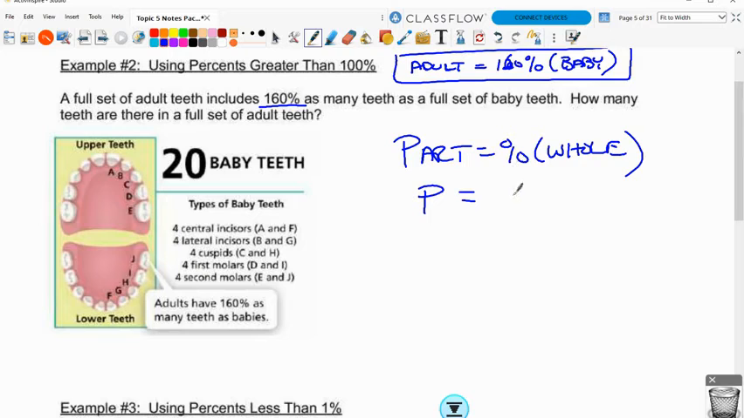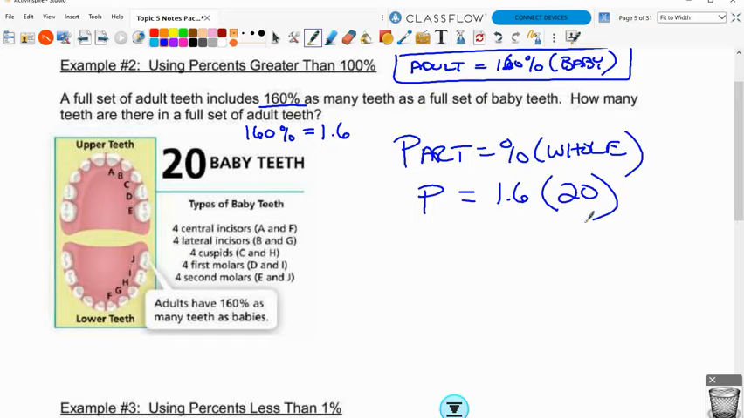160% is going to go right in here, but remember, we have to change 160% into a decimal. 160% equals, remember, move the decimal point back 2 times to the left, once, twice, so that's going to be 1 6/10 that we put in the percent spot. And the whole is the amount of baby teeth. We're finding 160% of the baby teeth, so that's going to represent the whole value, and we start with a whole value of 20 teeth when we are babies.